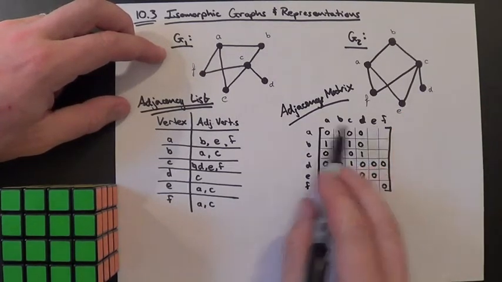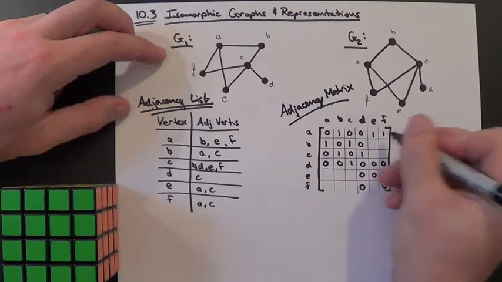So A to E, there is a connection. A is also connected to F.